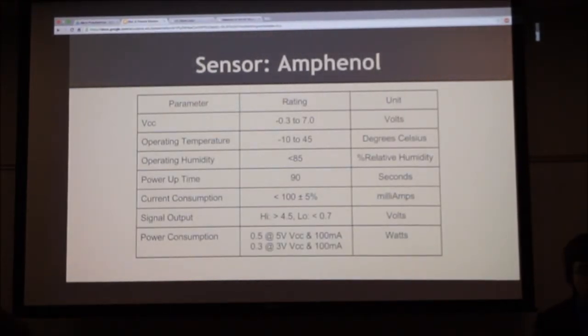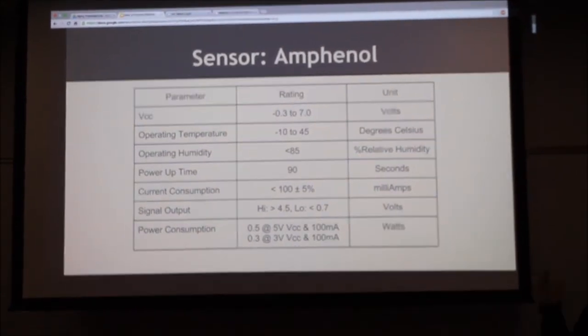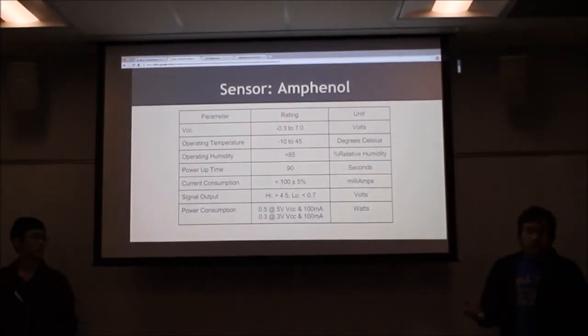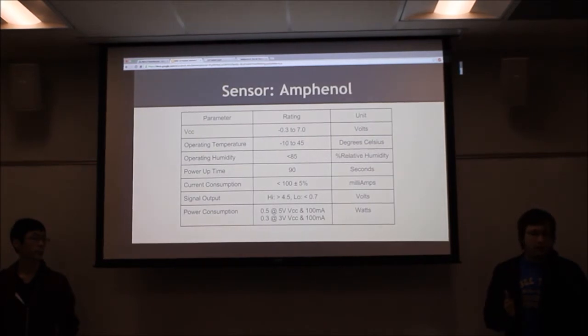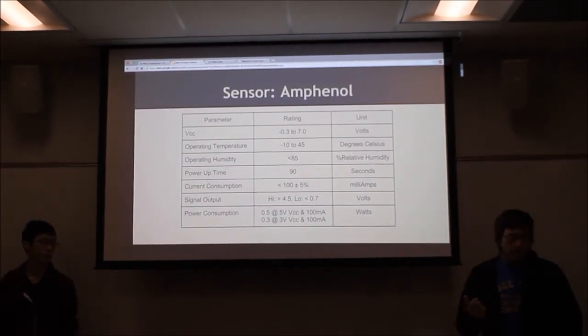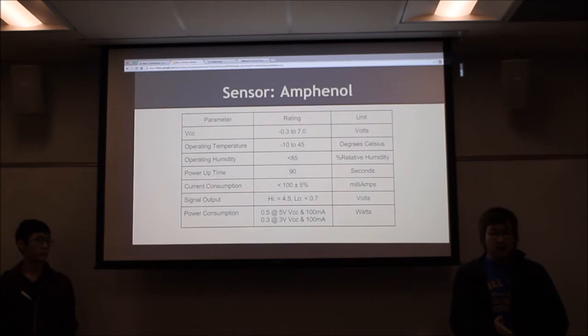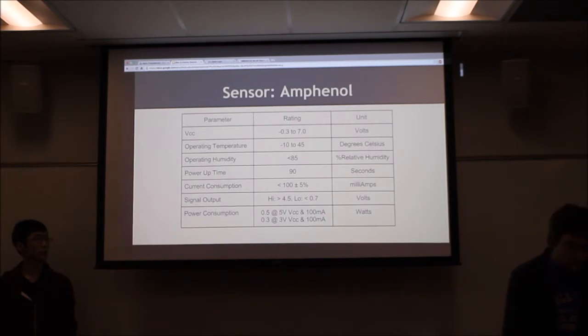All right, so the one sensor that we're using, our low-cost one, is called the Amphenol. It runs at low voltages. We're running at 3.3, which falls right into its range of operation. The one thing we have to worry about is humidity. If you run it in an environment with high humidity, greater than 85%, the data you start collecting is going to be skewed, which you have to compensate for.